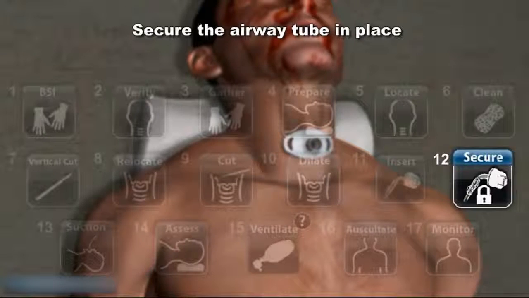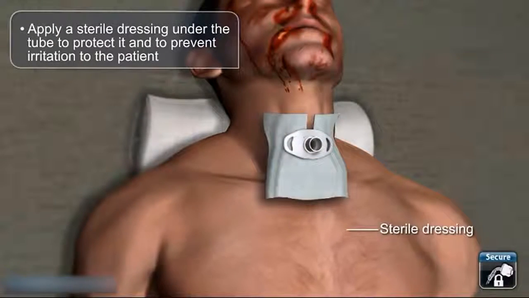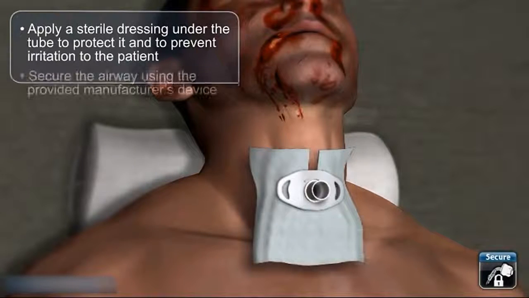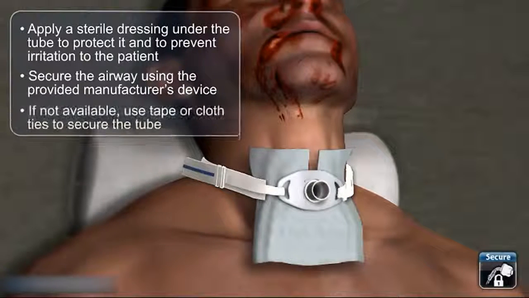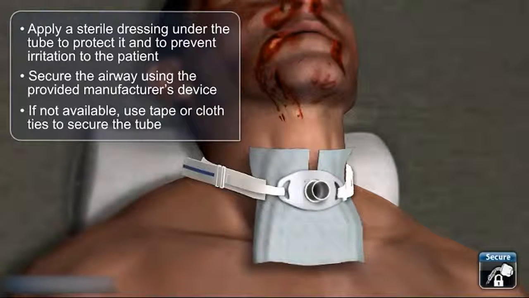Secure the airway tube in place. Apply a sterile dressing under the tube to protect it and to prevent irritation to the patient. Secure the airway using the provided manufacturer's device. If not available, use tape or cloth ties to secure the tube.